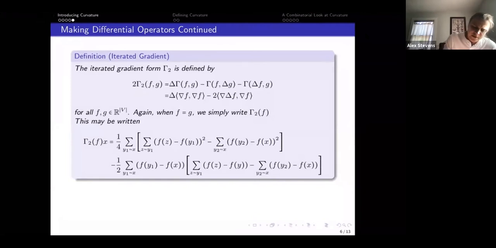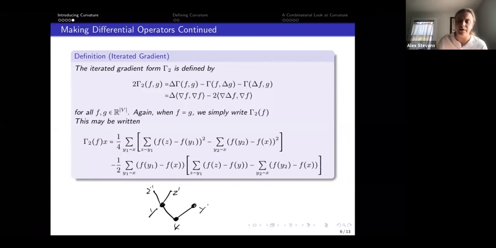You'll notice that this is a sum over y adjacent to x of all z adjacent to y. This is kind of weird to see for the first few times. But what we're doing is looking at y adjacent to x, y prime adjacent to x, and then looking at these z values up here. So the idea is we're interested in these balls of radius 2, which is what's going on in this iterated gradient form.